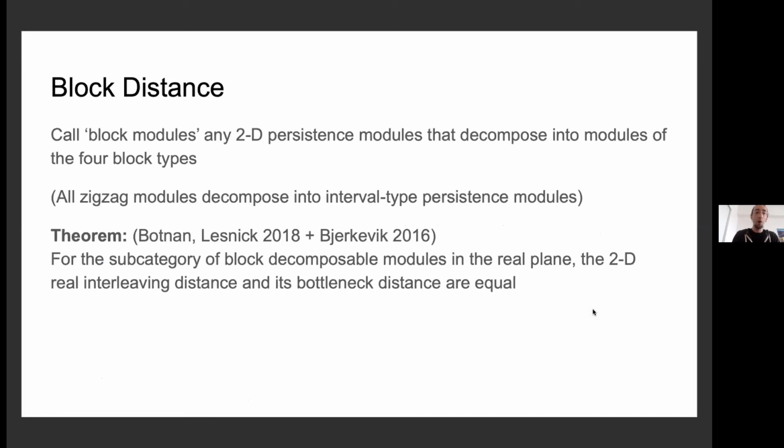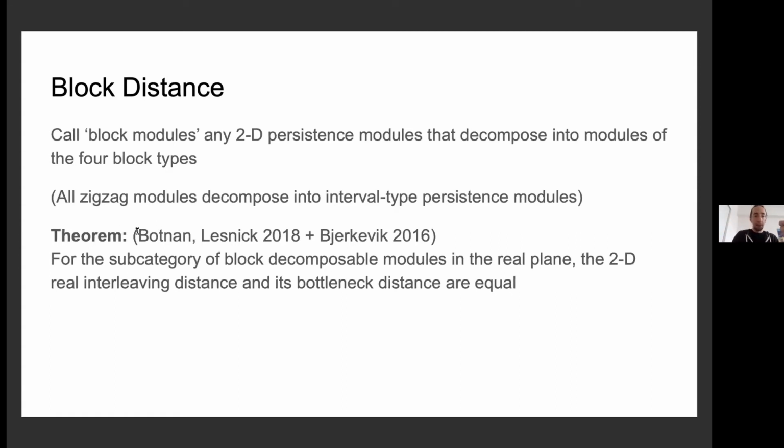What Botnan and Lesnick did is they actually said, we don't need to reduce this to a discussion of zigzag modules. Once we projected the zigzag modules into this form, let's just make a general result on all modules of that type in R2. So block modules are any 2D persistence modules that decompose into modules of those four types listed on the previous screen. All zigzag modules decompose themselves, so they can all be projected as sums of blocks, so it all works out.